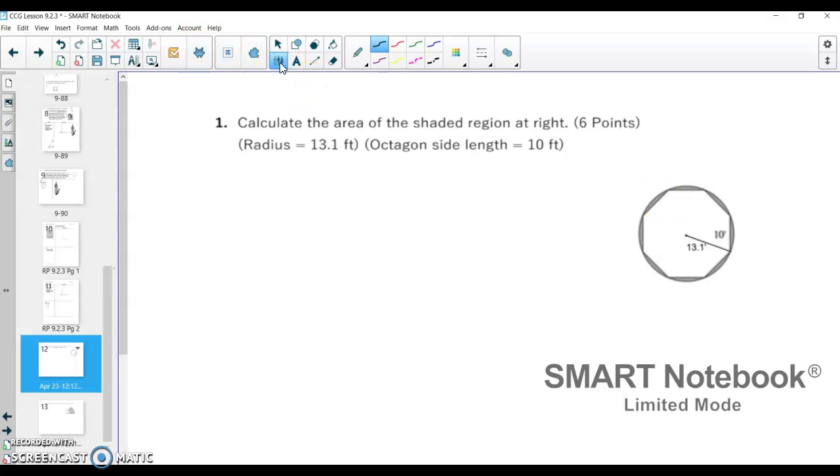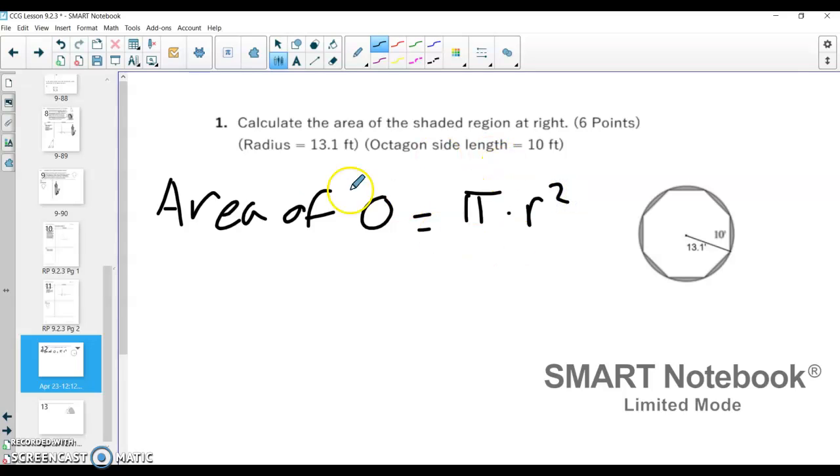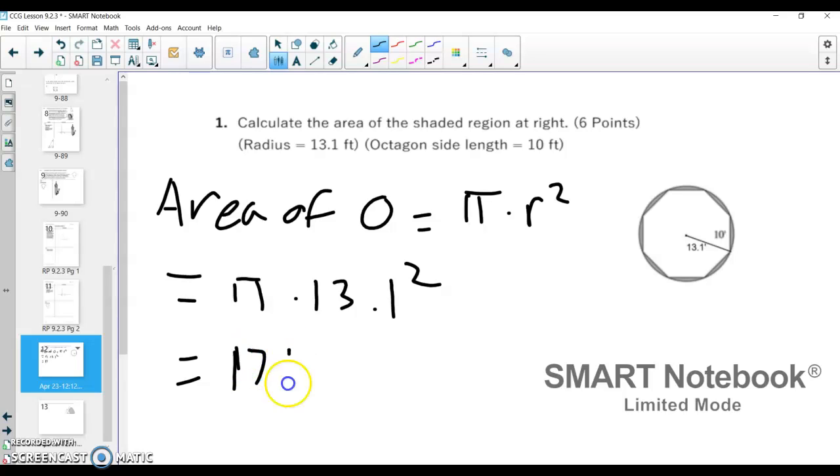And so for the area of a circle, we have to use pi times the radius squared. And for us, that radius is 13.1. And so we get pi times 13.1 squared. Sorry, I've got to bring up my calculator quick. 13.1 squared is 171.61. And so that gives you an answer of 171.61 pi for the area of this whole entire shape, or the area of that circle.